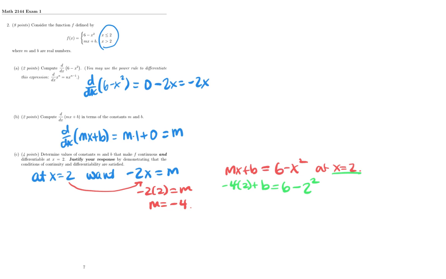And so I can solve for b here. I'll have negative 8 plus b is equal to 6 minus 4, so that'll be 2. And so I'll get b is equal to 2 plus 8, which is 10. So mx plus b needs to equal negative 4x plus 10. So that's our answer.